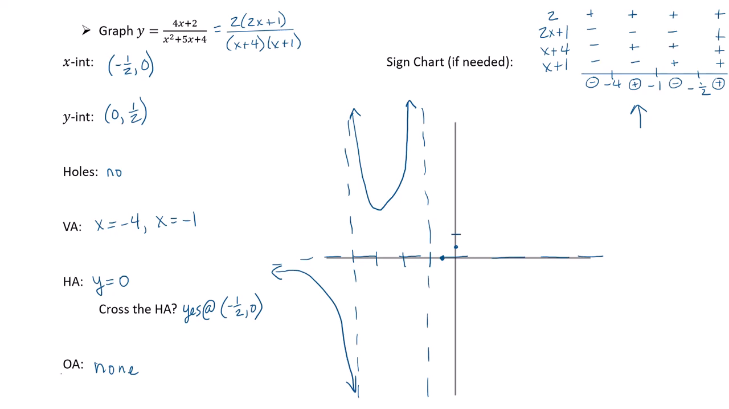Now, between -1 and -1/2, we're always below. So here we are, getting pulled toward the asymptote. And after 1/2, we're always positive. But remember, you have to get pulled toward the asymptote. So we get pulled back down that way.